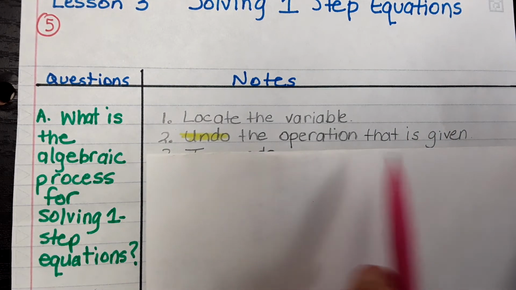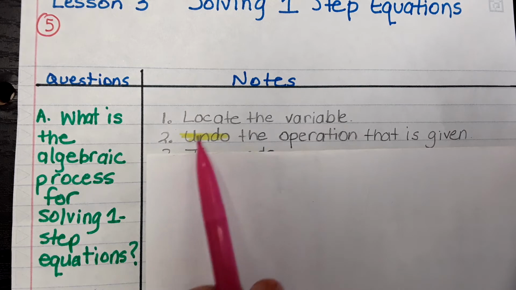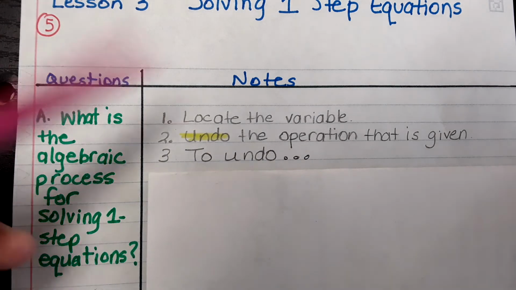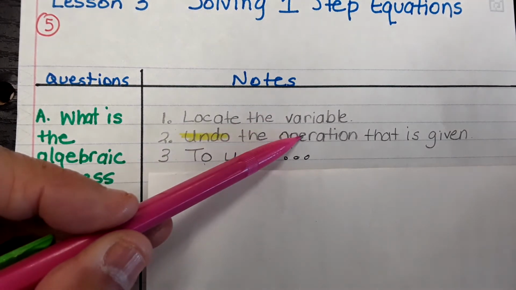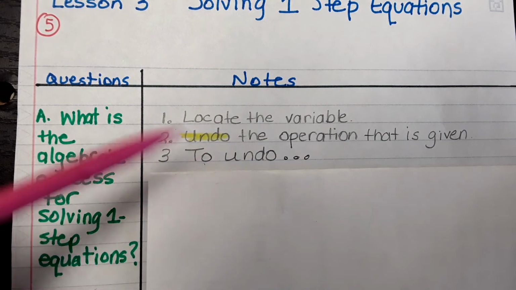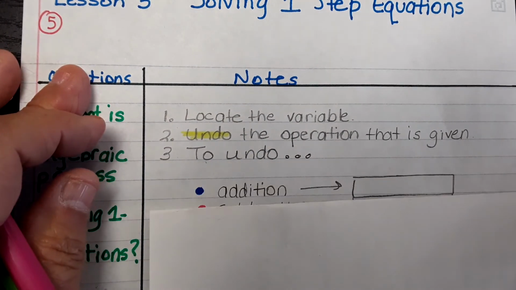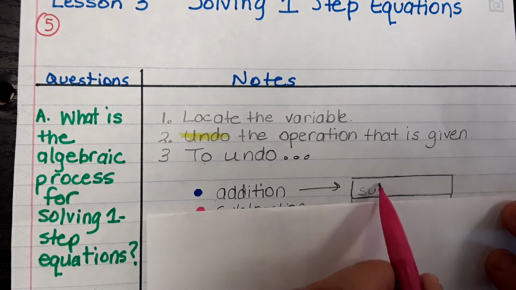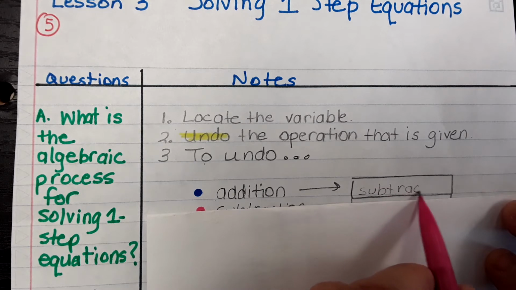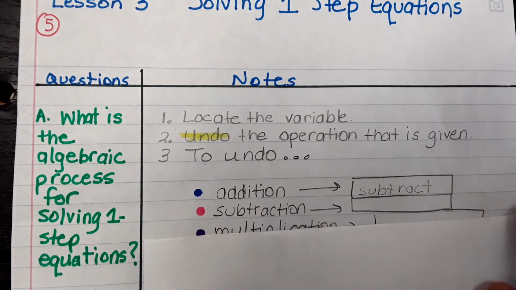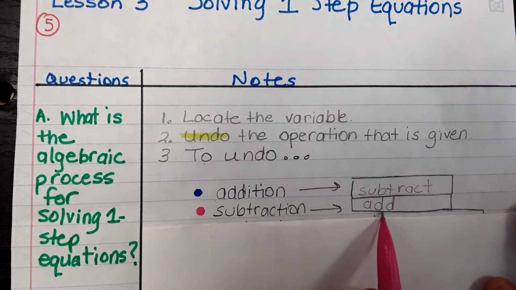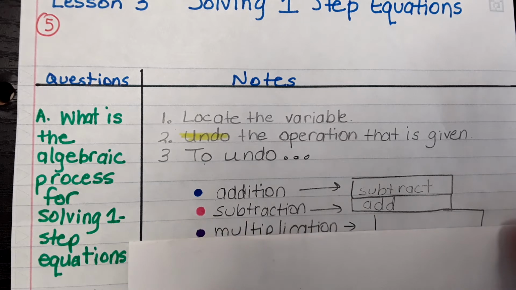undo the operation that is given. And we'll explain that word undo the further we get in notes today. Undo the operation that is given. Now, to undo an operation, it's kind of like you're doing the opposite of that operation. So to undo addition, you would subtract because those two are opposites. To undo subtraction, you would add. Those two operations are opposite operations.